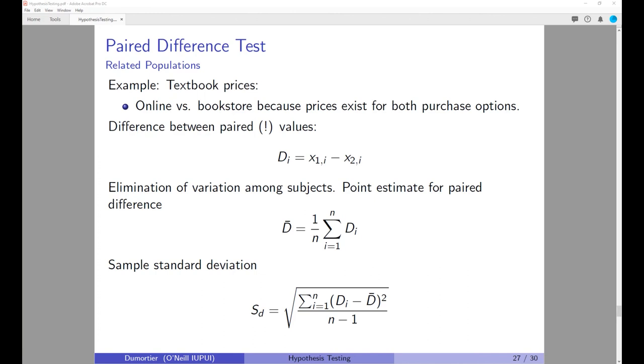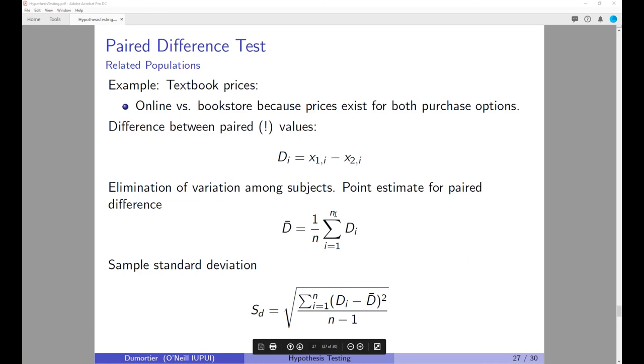That's when you use a paired difference test. Now consider the following example. You can have a textbook that you can purchase either online or in a bookstore. Prices exist for both purchasing options, and you may be interested in whether there's a difference between prices online and prices in a bookstore.